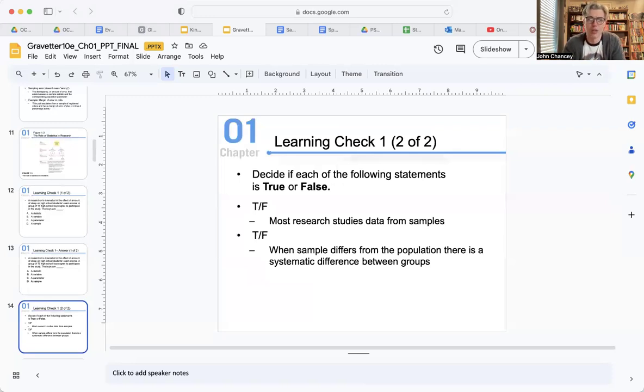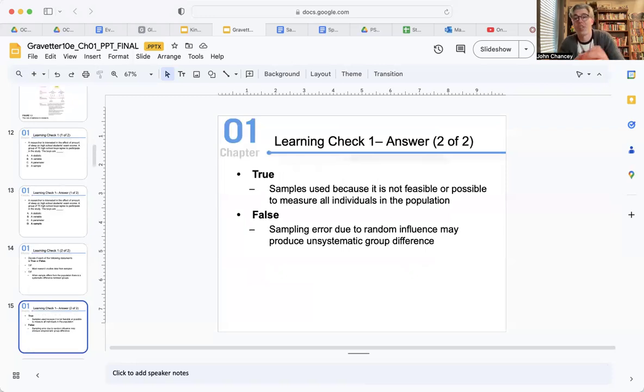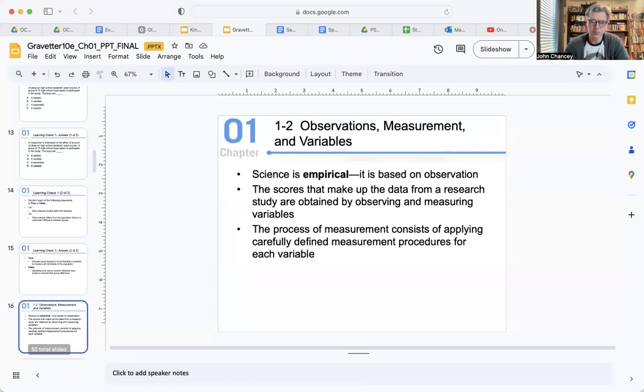Okay, here we go. First one is in fact true. Samples are used because it is not feasible or always possible to measure all individuals in a population. And number two is false. Sampling error due to random influence may produce unsystematic group differences. That's not really anything, there's no kind of bias or anything going on there. Sampling error is kind of a natural part of the sampling process. We might try to minimize it as much as possible, but it's sort of bound to happen on some levels.